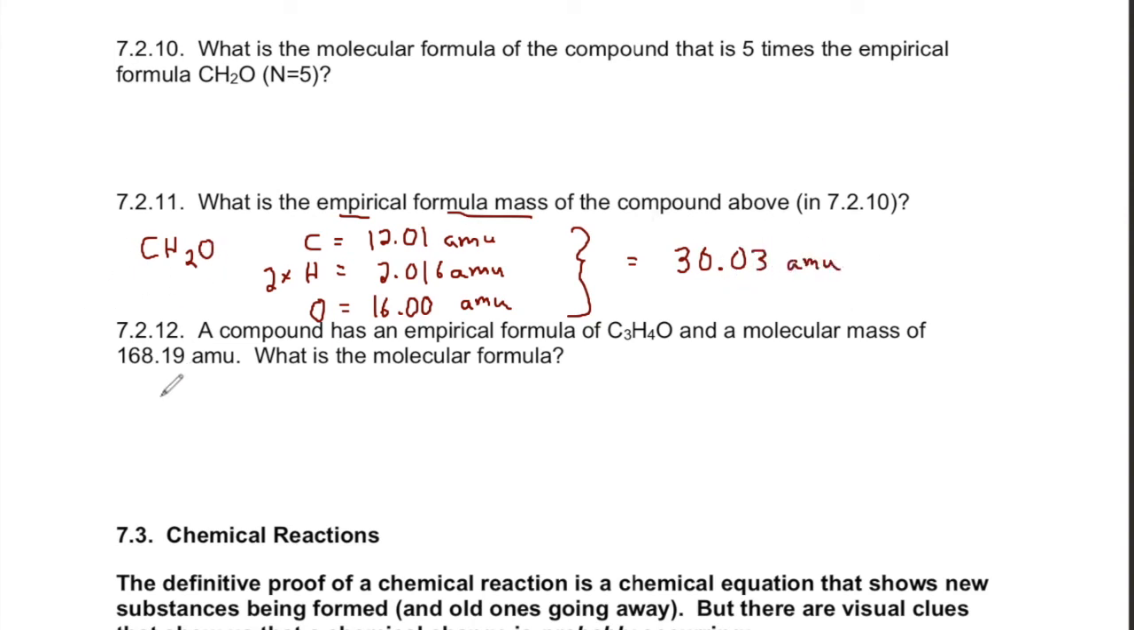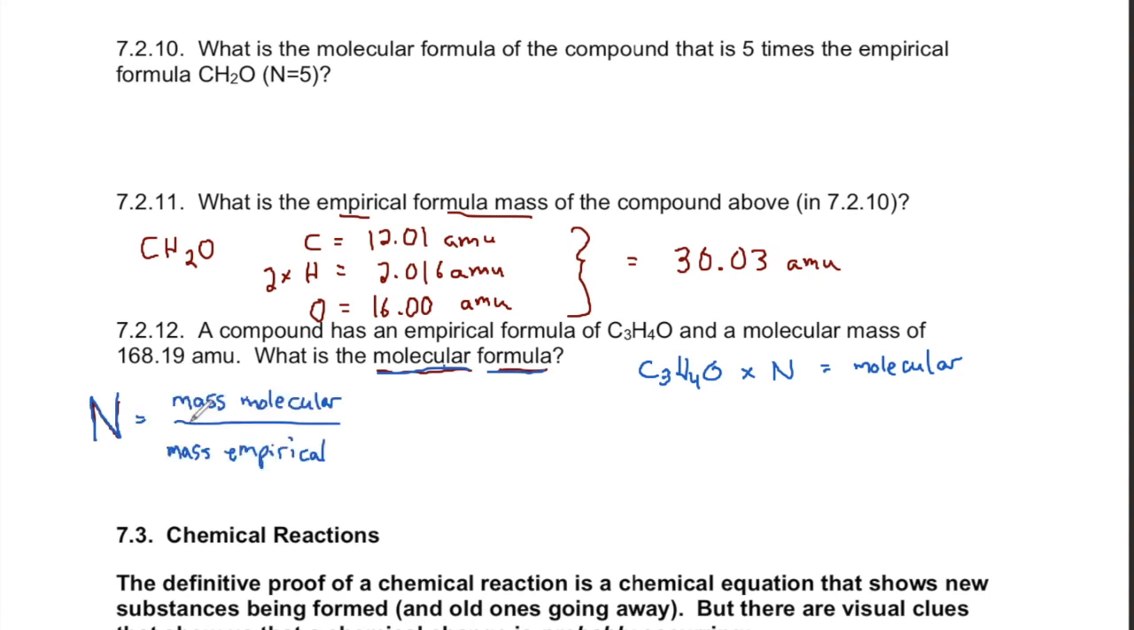Here in this next problem, we have an empirical formula and we need to know the molecular formula, or we're trying to figure out the molecular formula. So we need to know how many times bigger is the molecular formula. If we knew what multiple it was, we could take that multiple, increase all of these elements, and get the molecular formula. How do we figure out that multiple? That multiple is the mass of the molecular formula divided by the mass of the empirical formula.